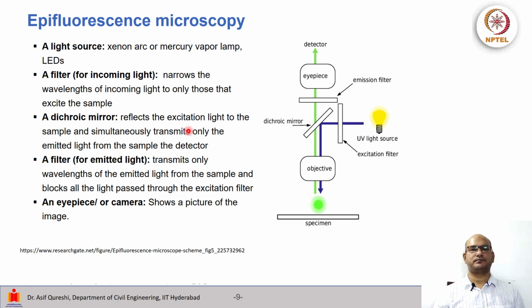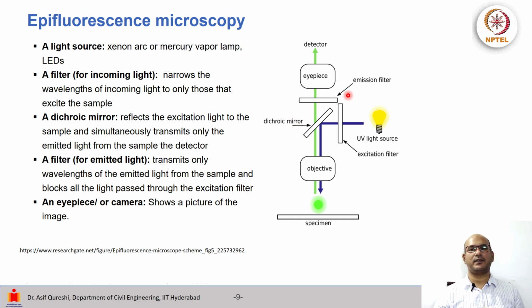Then we have a dichroic mirror, which basically is a mirror for two types of light. One, it reflects the excitation light at this place and makes it go to the sample. Now when the sample is receiving this light, it gets excited and then emits some wavelength. This passes through the objective and reaches the dichroic mirror, and this dichroic mirror will allow the passage of this wavelength emitted by the sample. So this dichroic mirror reflects the light from the source to the sample, but allows the passage of light from the sample to the place where we will detect.